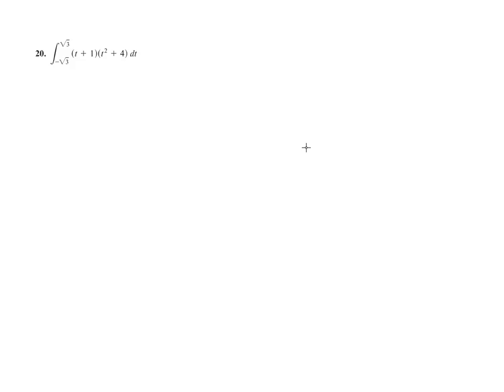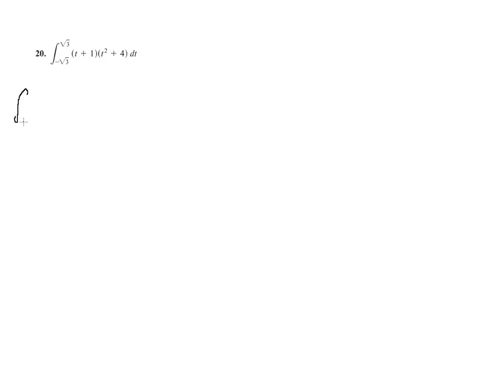Problem number 20 out of Thomas's Calculus, section 5.4. So, fundamental theorem of calculus. We have the definite integral from negative root 3 to positive root 3 of the product (t plus 1) times (t squared plus 4) dt.